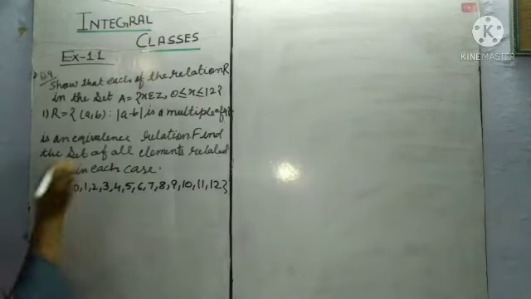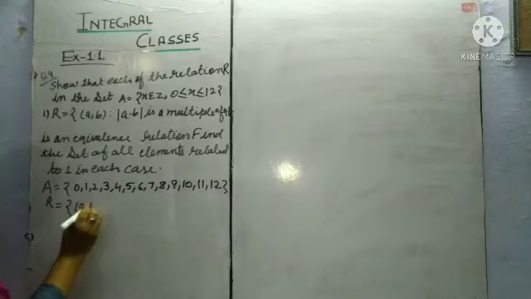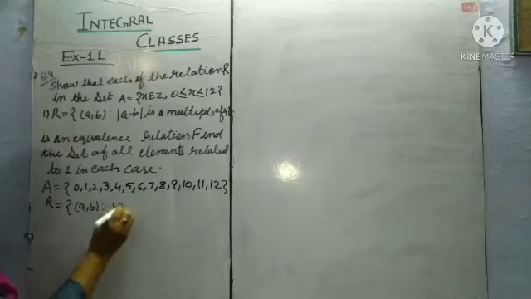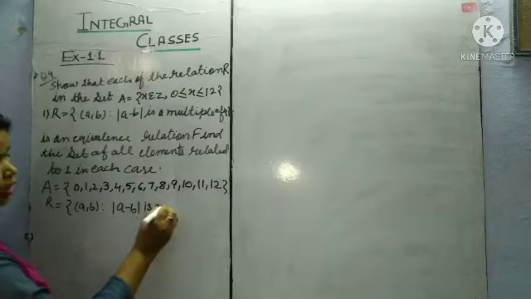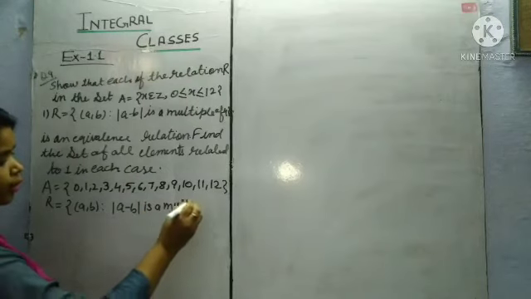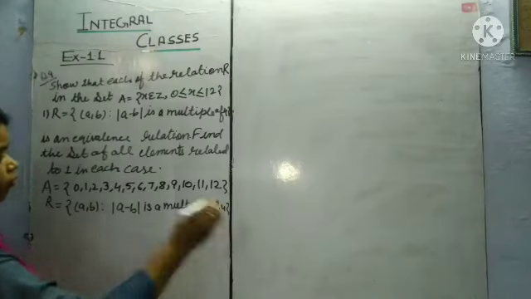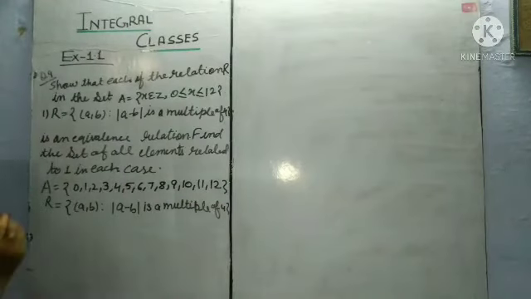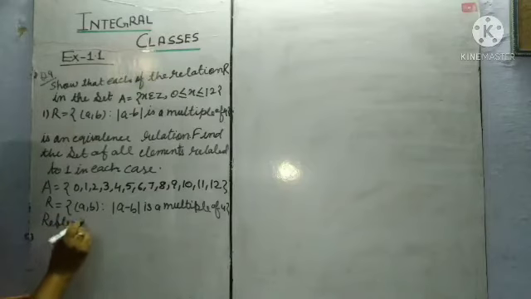Now relation R is given here. R is (A, B) such that A minus B is a multiple of 4. So for an equivalence relation, first we will prove reflexive.